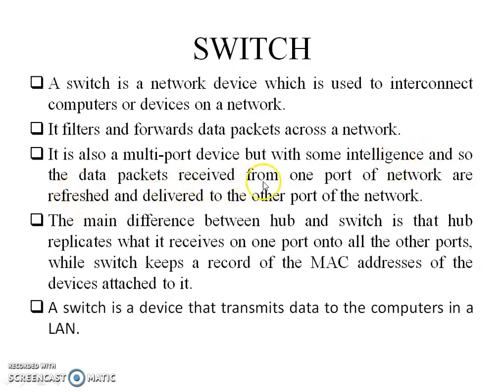The data packets received from one port of the network are refreshed and delivered to the other port of the network. The main difference between a hub and a switch is that hub replicates what it receives, but switch has a collection of MAC addresses. So switch keeps a record of the MAC addresses of the devices attached to it. So it sends the messages only to the intended receiver, not to all the nodes connected to it. And switch is always used in a LAN to connect all the devices.